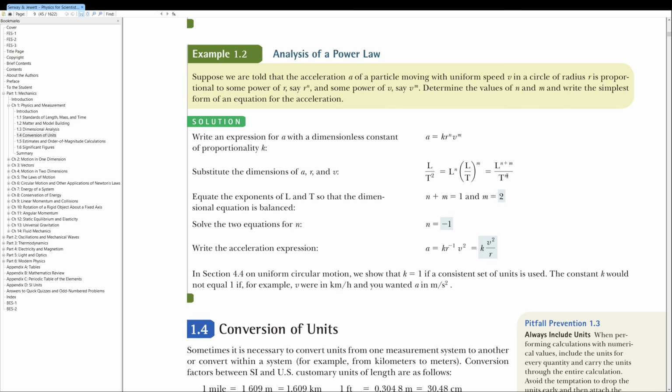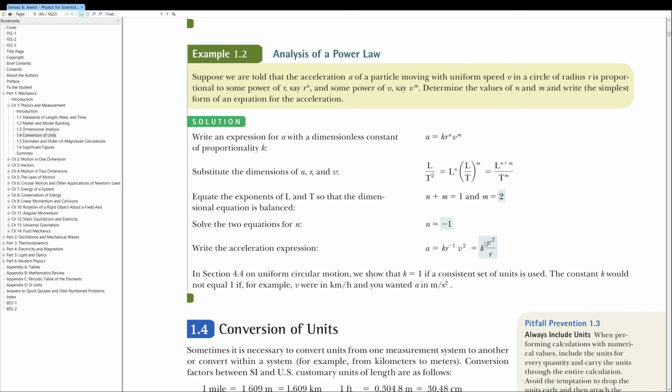So L to the n plus m over T to the m has to equal L over T squared. So we have 1 on the top, 2 on the bottom. So n plus m have to equal 1. And there's a 2, well, m has to equal 2, obviously. We plug in 2 for m, we get n plus 2 has to equal 1. So n has to equal negative 1. Okay, so a is equal to some constant times r to the negative 1 times v to the 2. And so we just move that r to the bottom. So it's k v squared over r.